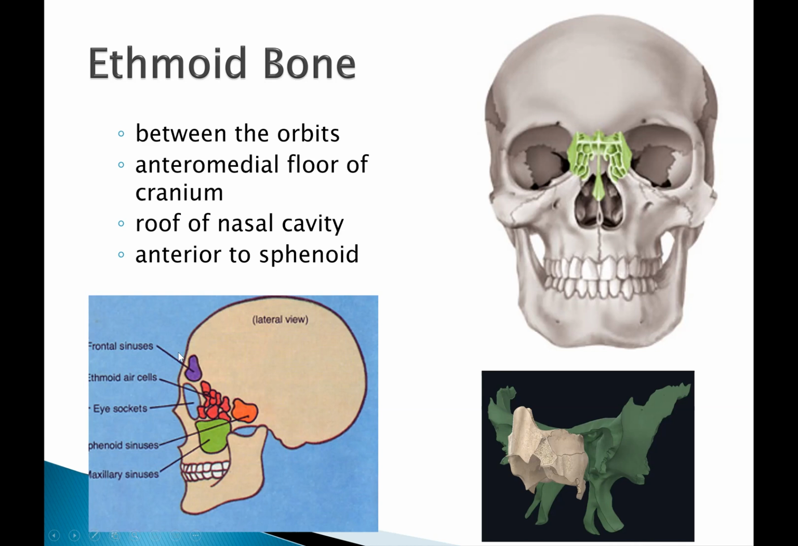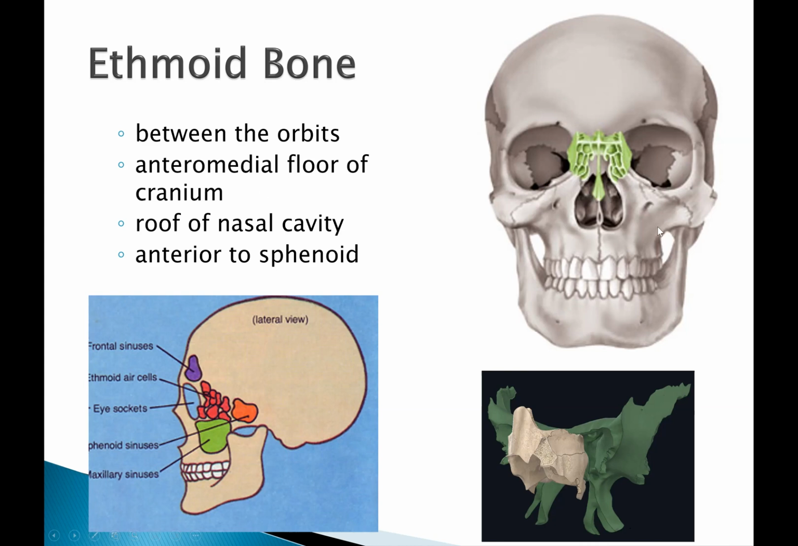Okay, here's another look. If we took a lateral view, here's your orbits, your eye sockets, then here's your ethmoid behind it, behind your eye sockets. Okay, this also looks like a moth or a bat with wings right here. This is between your orbits, your eye sockets, anteromedial, so in the front and towards the middle floor of the cranium, so it's on the bottom.